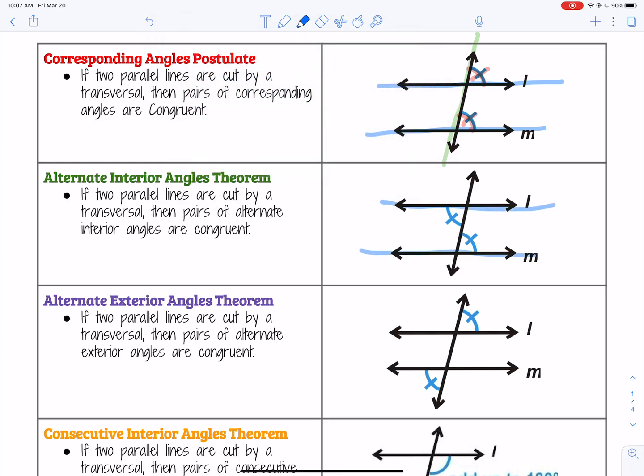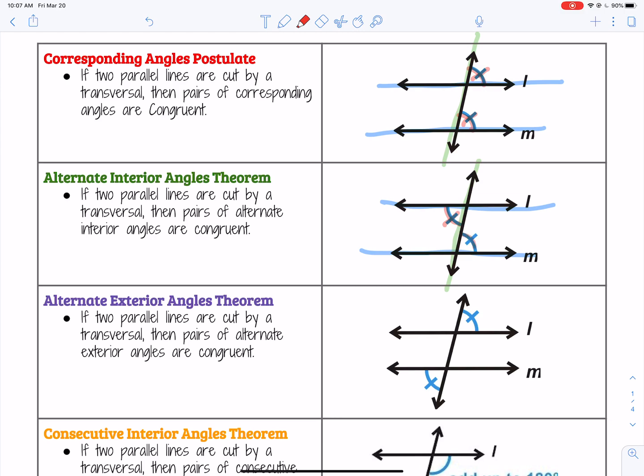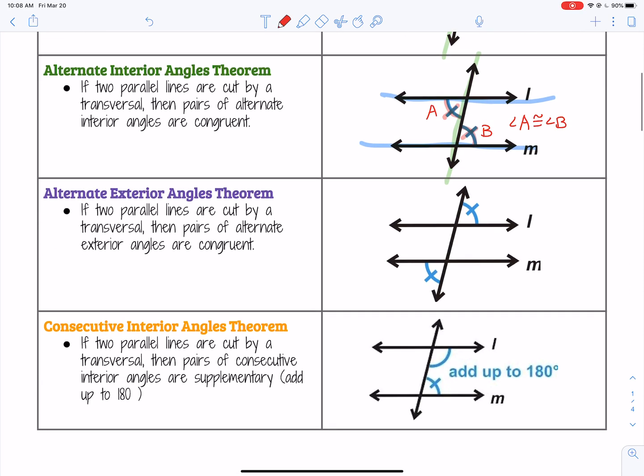So we have two parallel lines, they're still cut by a transversal, and they would form alternate, meaning they're on opposite sides of the transversal. Interior just means they're inside of the pair of parallel lines, and we call those congruent. So like if this was angle A and B, we could say angle A is congruent to angle B. Same thing here, if this was A and this was B, we could state that angle A is congruent to angle B.